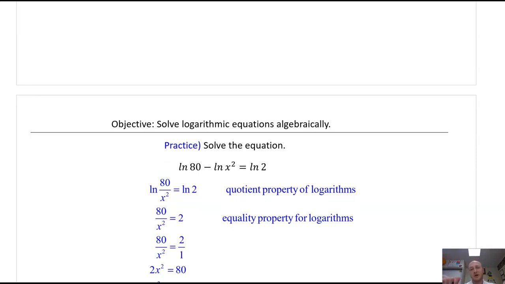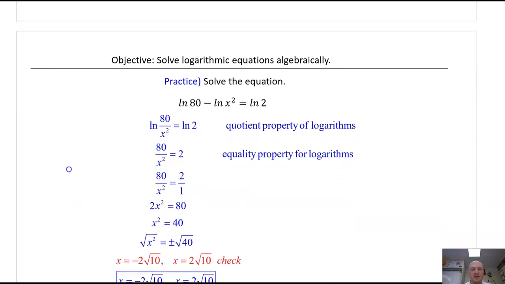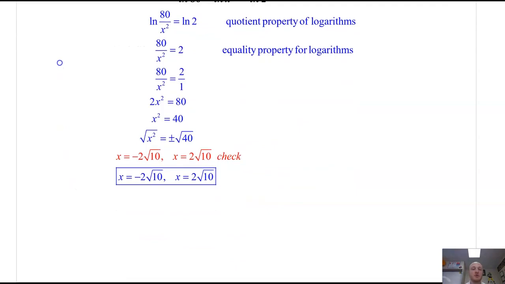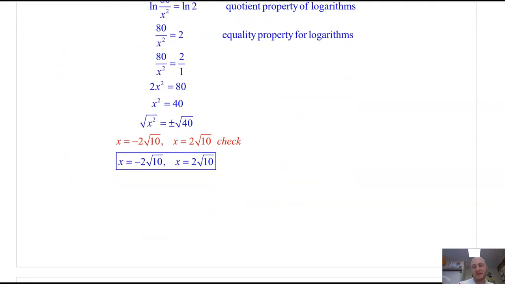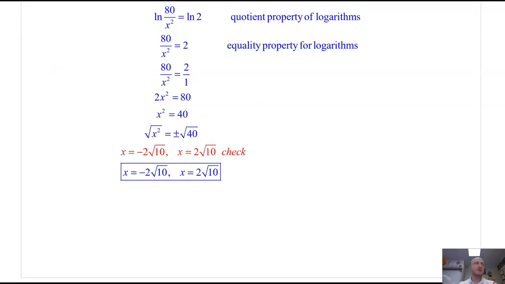You can pause this and try the rest of this if you want. So we get x equals the square root of 40, plus or minus. And then simplifying, root 40 is 2 root 10. So there's that one. That one's a little bit different.